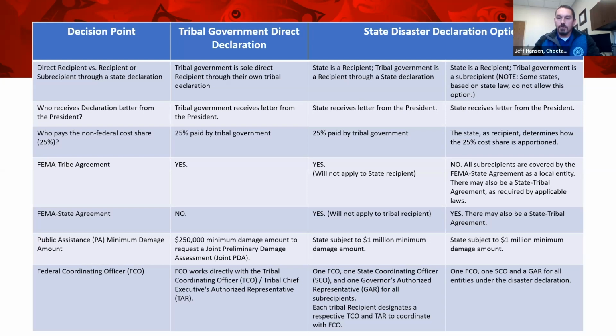I will always advocate for a tribe to go direct. Like Norma said, you do not have to have a large capacity to get through it. There are tribes that have accomplished this with very little staff. The FEMA technical assistance, I think, is critical. We have had many conversations, even during COVID, with FEMA Region 6, with their staff helping us walk through this process.